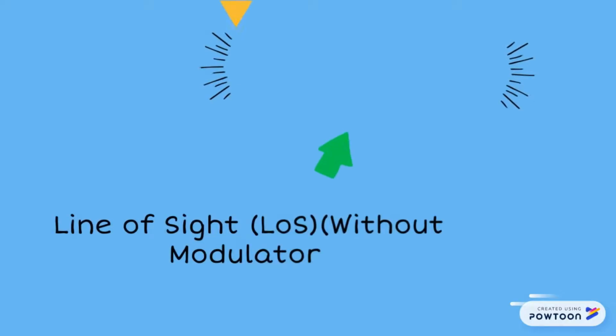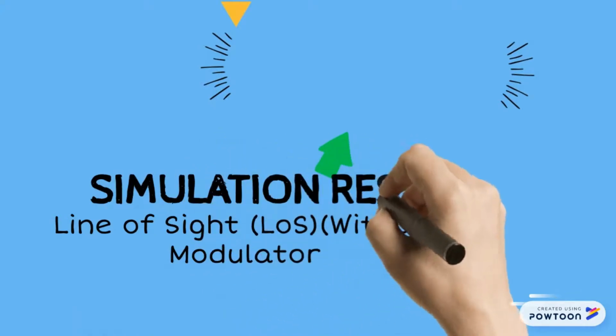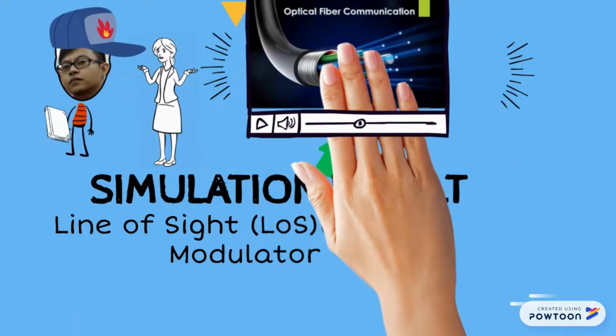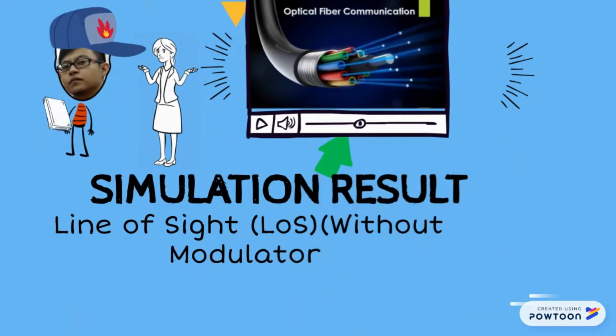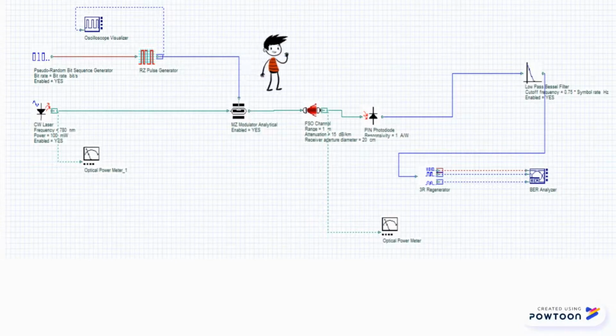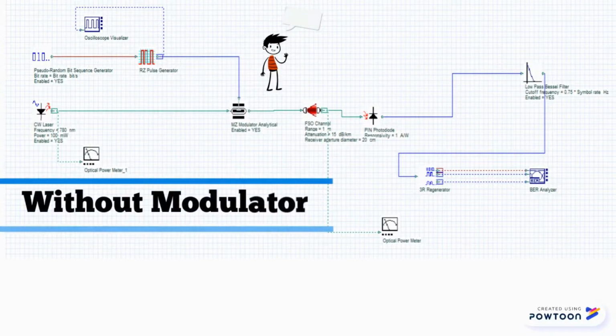My name is Mohamad Amirul bin Basiron, and I will present about the simulation result. Firstly, the circuit that has been designed is without the modulator. The circuit has been designed in the Optical system software. This is the circuit that has been designed in the Optical system. As you can see, we are using 780 nanometer for the wavelength, and the power is 100 milliwatt.